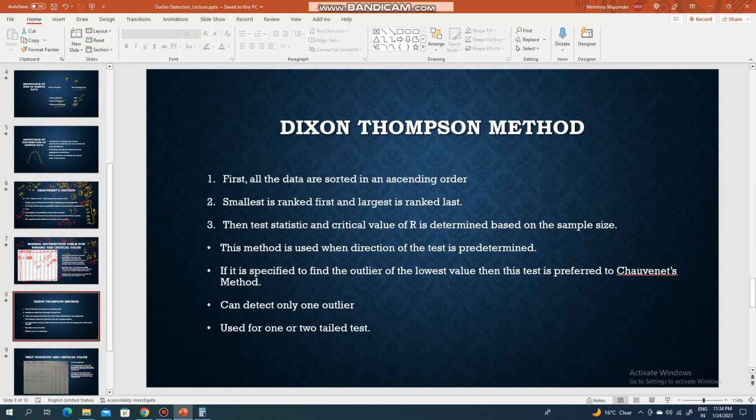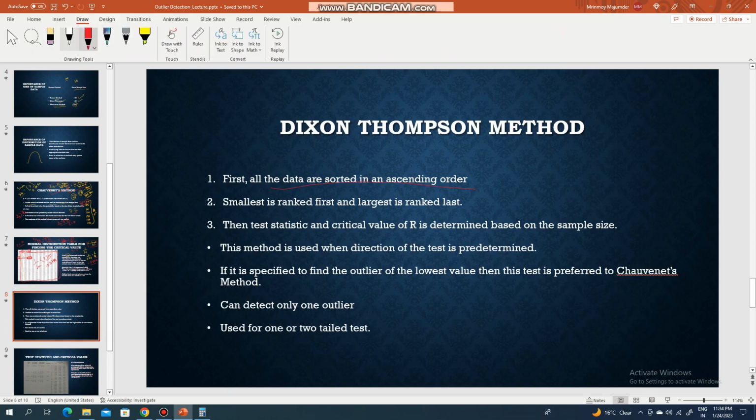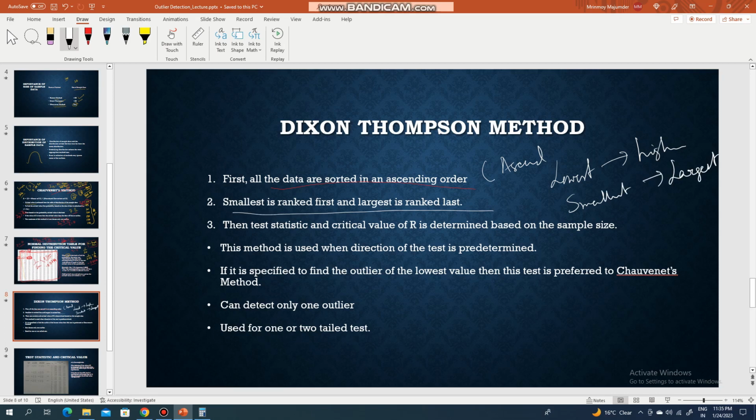The first step is to arrange the data in ascending order. Ascending order means from the lowest value to the highest value, or the smallest value to the largest value. Second step is that the smallest is ranked first and the largest is ranked last. Then we have to determine R.